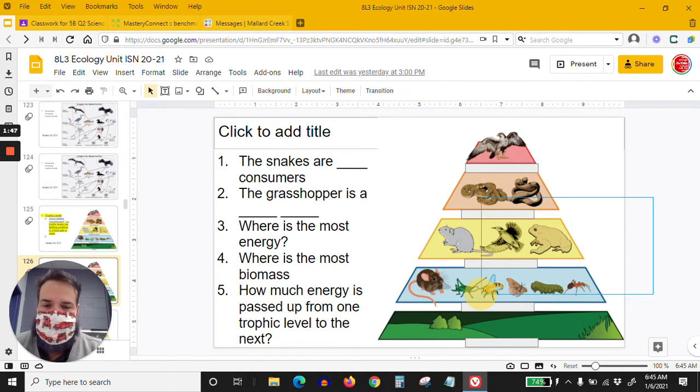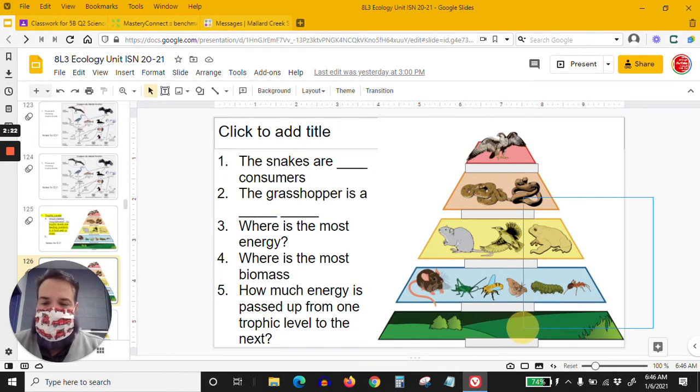Where's the most energy? The producers are always going to have the most energy and the most biomass because they're the biggest part of the triangle. That's why they're at the bottom of the triangle. Where's the most biomass? The producers. Now, if a question asked you quaternary or tertiary, which one has the most biomass, then tertiary would be the answer. But if they just ask in general, it's always going to be the producers.